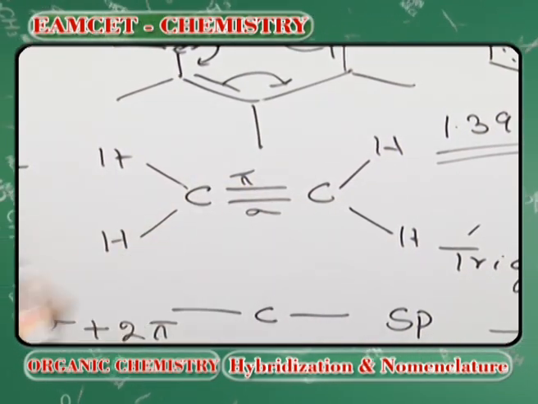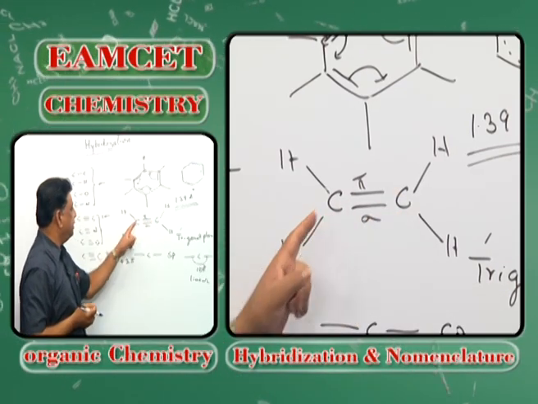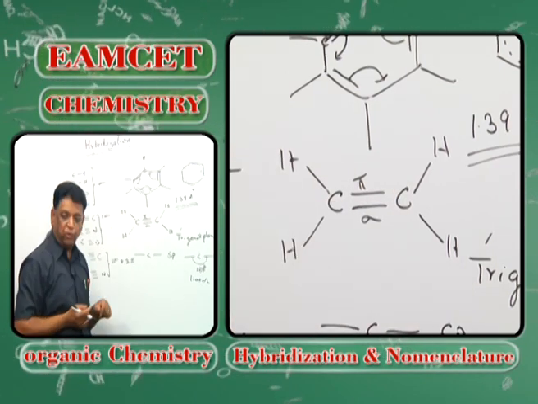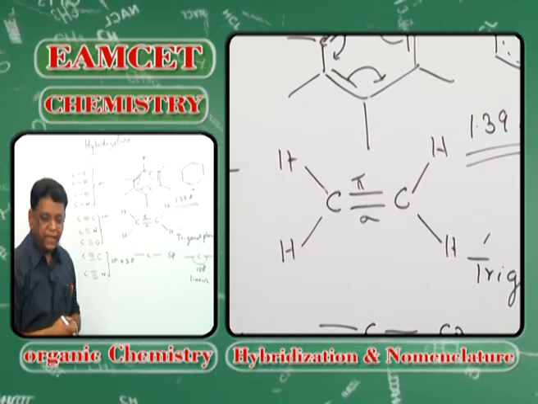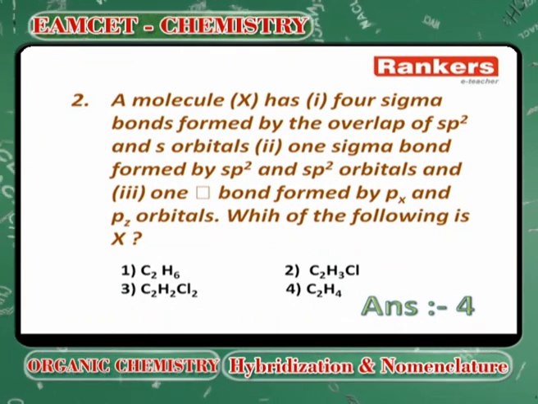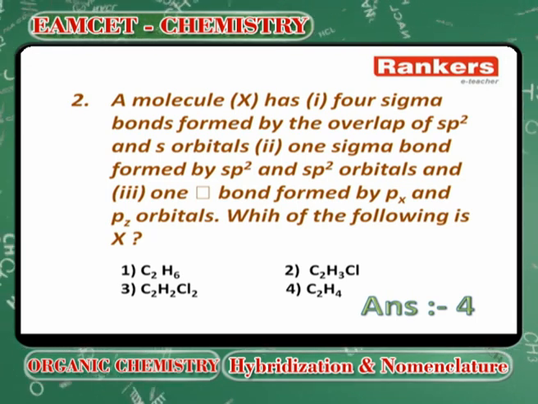This is a sigma bond, and this is a pi bond. So 1 pi bond between this. This sigma bond is sp2 overlapping. The other 4 sigma bonds are sp2 with the s orbital overlapping. So the description goes to the ethylene molecule. 4 hydrogens is ethylene. The fourth option is ethylene, right? So therefore, the answer goes to the ethylene molecule. Next.